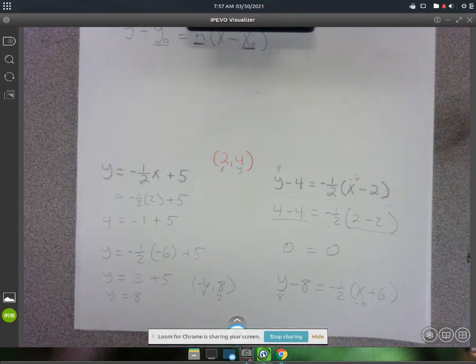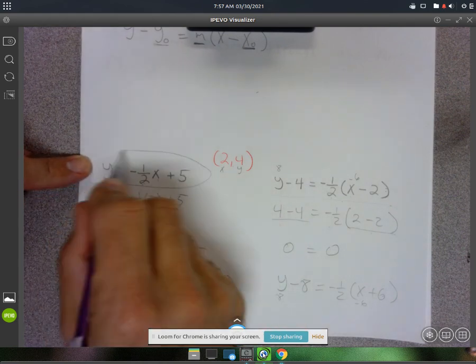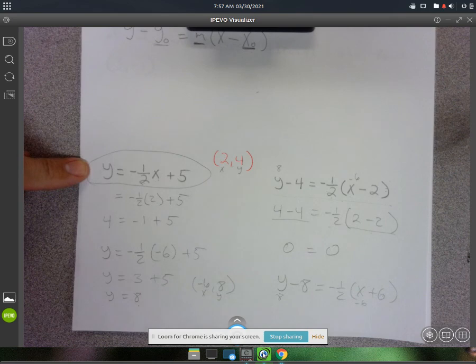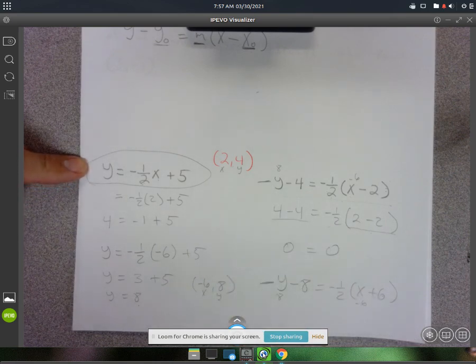So the moral of the story is that there's only one equation that can be represented in slope-intercept form, but there's an infinite amount that could be represented in point slope form.